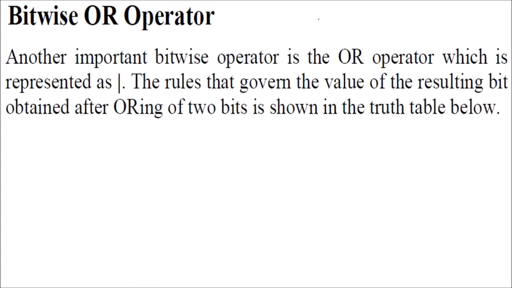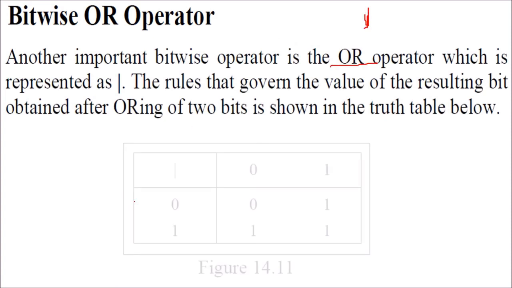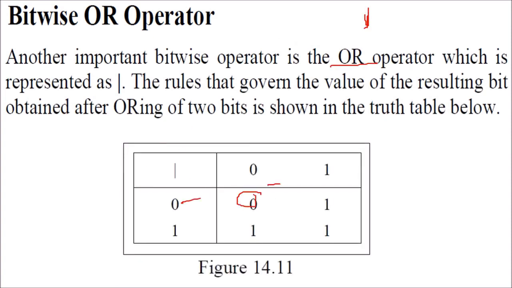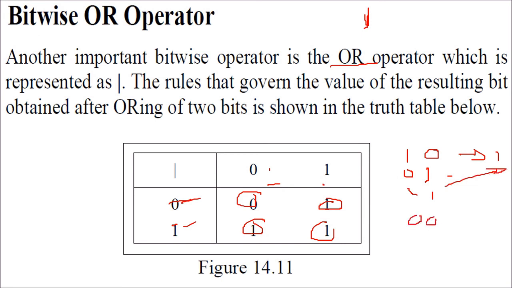Bitwise OR operator. Another important bitwise operator is the OR operator. And what are the rules? If 0, 0, there is 0. 0, 1, that will be 1. 1, 0, that is 1. And 1, 1 means 1. So every time you get at least one 1, you always get 1. So 1, 0 or 0, 1 or 1, 1 will always give you 1. 0, 0 will only give you 0.